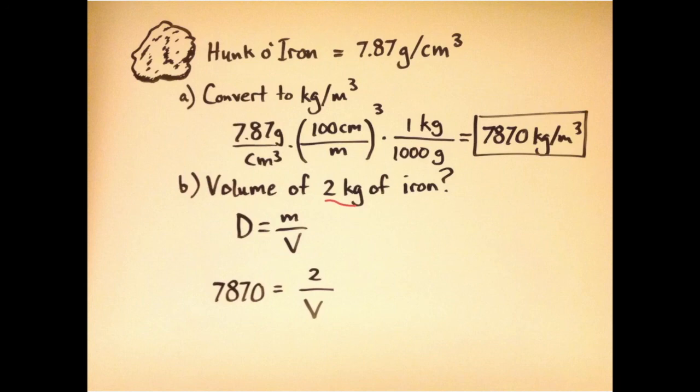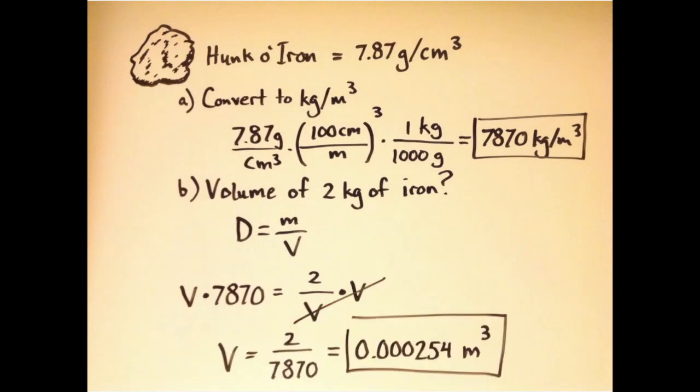3,935. All right, so let's approach the algebra a little more carefully. The first step is to get the v off of the bottom. You're trying to solve for v. So the first step is not divide by 2. The first step is multiply both sides by v. That will cancel out the v from the right side. And now we'll divide both sides by the 7,870. And we get the correct answer of a really relatively small number, but of course, cubic meters are enormous, and 2 kilograms of iron is nowhere near a cubic meter.